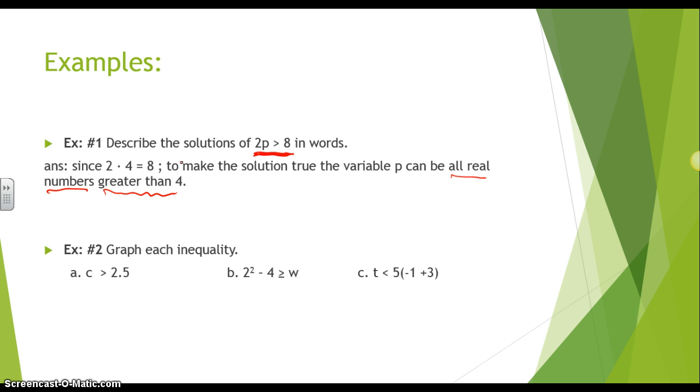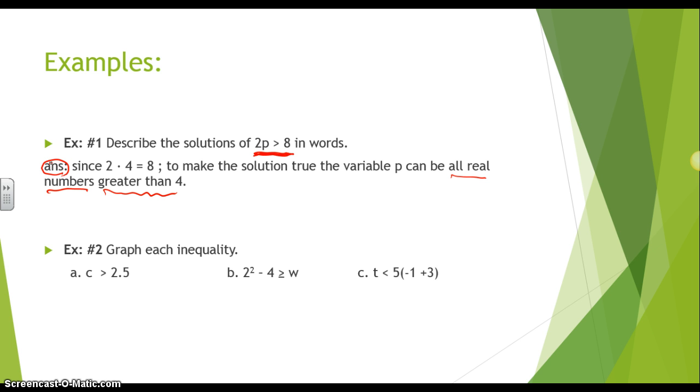Because we need the statement to be true for 2 times p to be greater than 8. 2 times 4 is 8. 8 is not greater than 8, so it needs to be any number greater than 4. So 2 times 5 would work because 10 is greater than 8. So here's the answer for the first example.